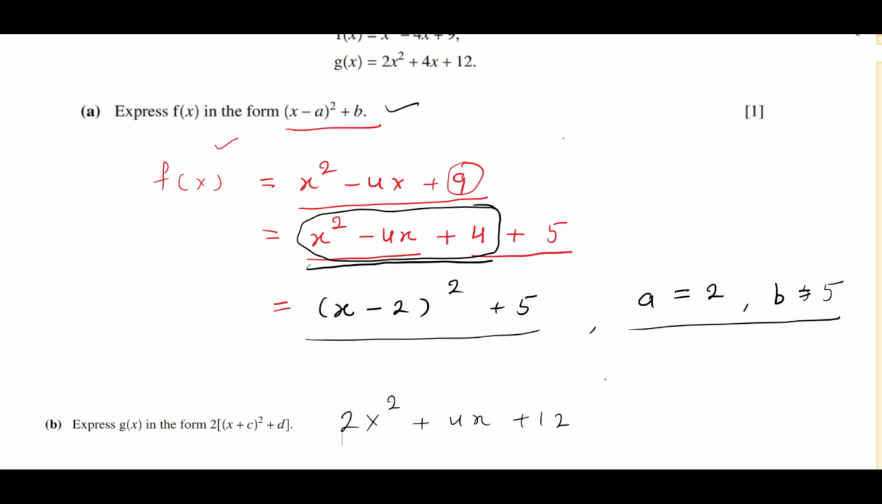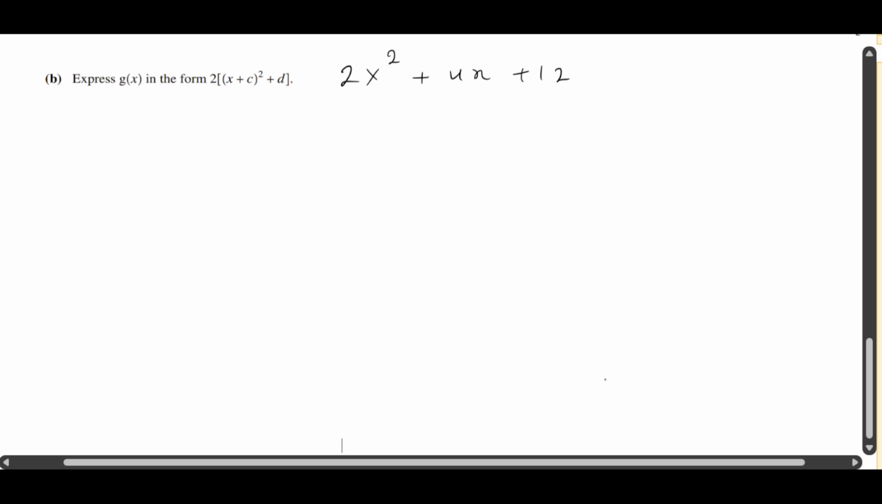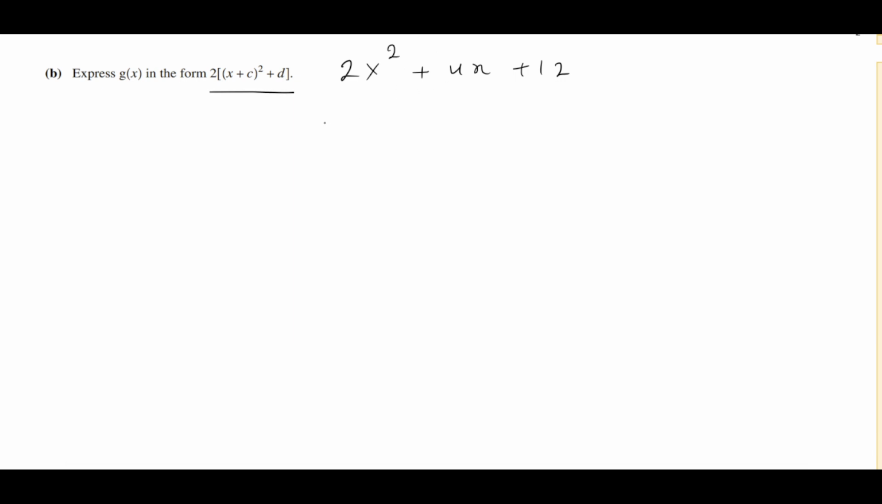Now what we will do here: as you can see, 2 is already taken common, so we can also take 2 common over here. After taking 2 common, we have x squared plus 2x plus 6. Then we can make that a perfect square. How do you make that a perfect square? Half of 2, the whole squared. So what will you get?